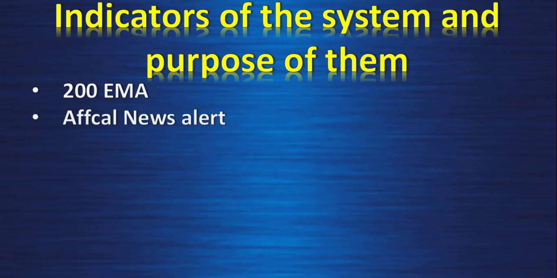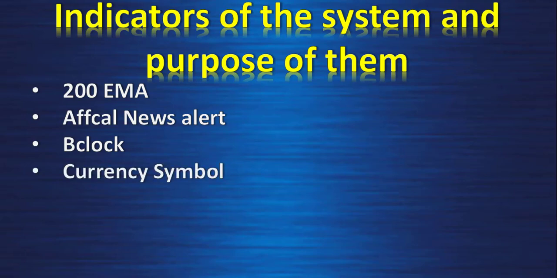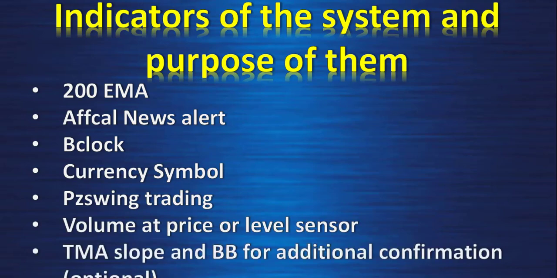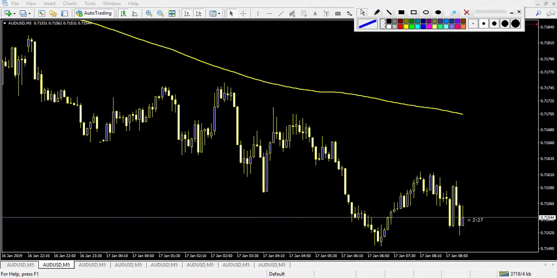Then you have the AFCAL news alert. Then the B clock, then the currency symbol, the PZ swing trading, and the volume at price or level sensor. And finally, as an additional confirmation, you have the TMA slope and Bollinger band. But this is optional, but I will explain all of them to you one by one. Let's start with the 200 moving average.